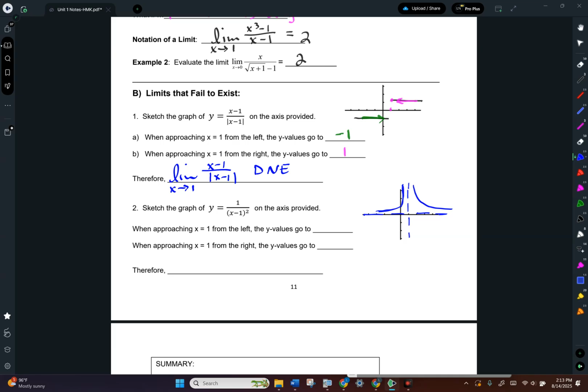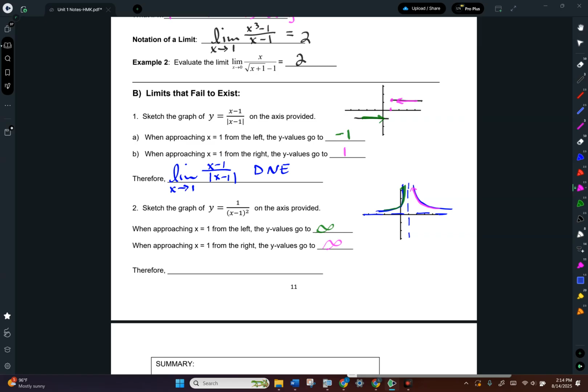Okay, so this one says, when approaching x equals 1 from the left. As I hop on this graph and start going towards where x equals 1, yeah, I know it's an asymptote, but it looks like the graph is shooting straight up, so the y values are going towards infinity, right? And as I'm coming in from the right side towards x equals 1, again, aren't the y values shooting up to infinity?